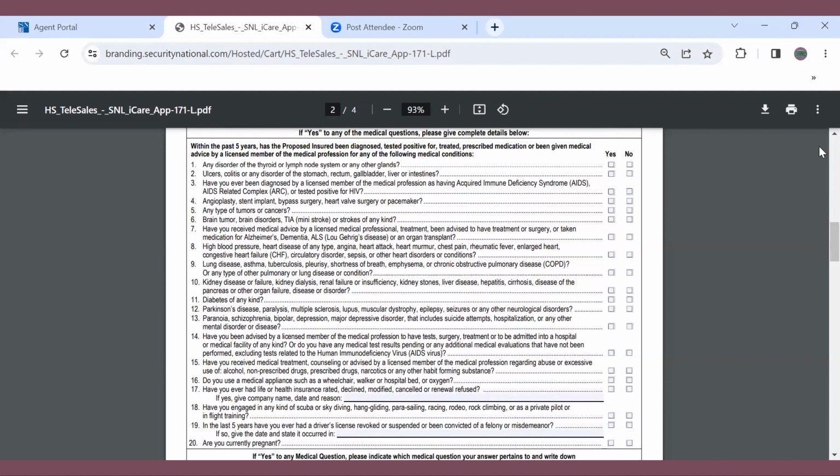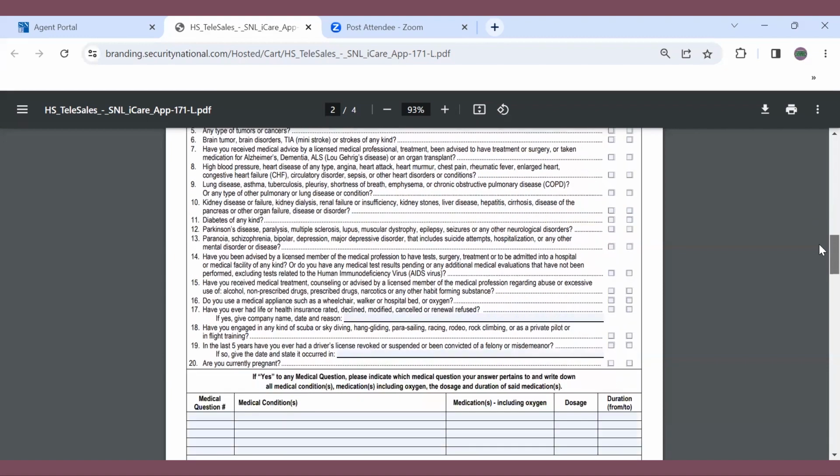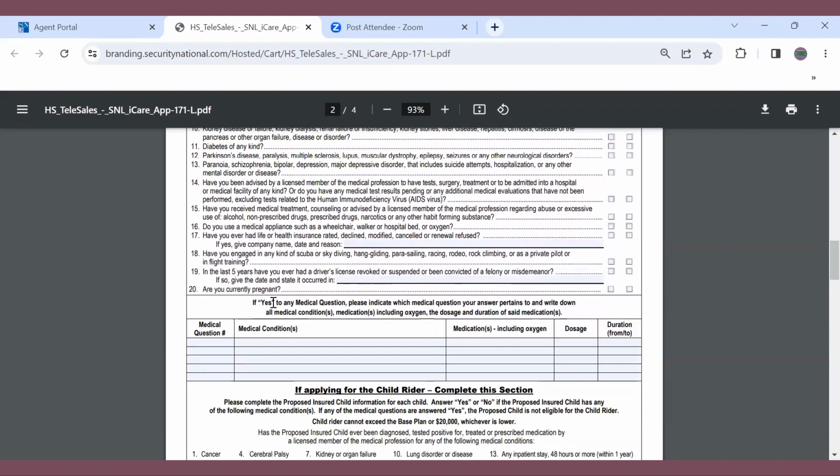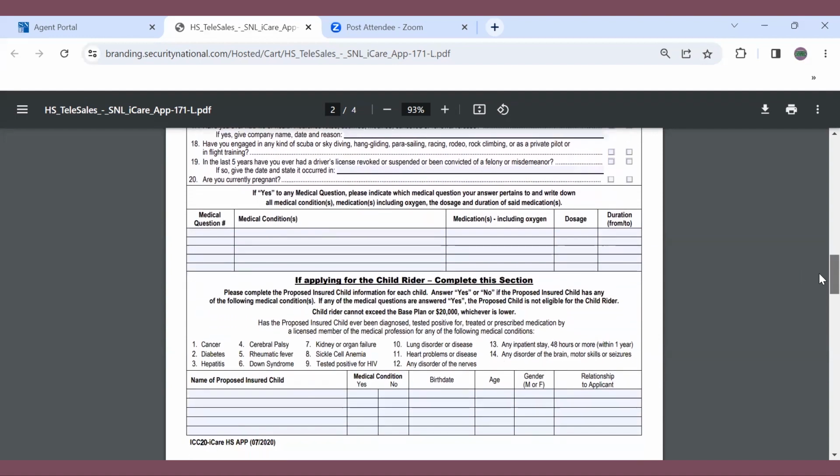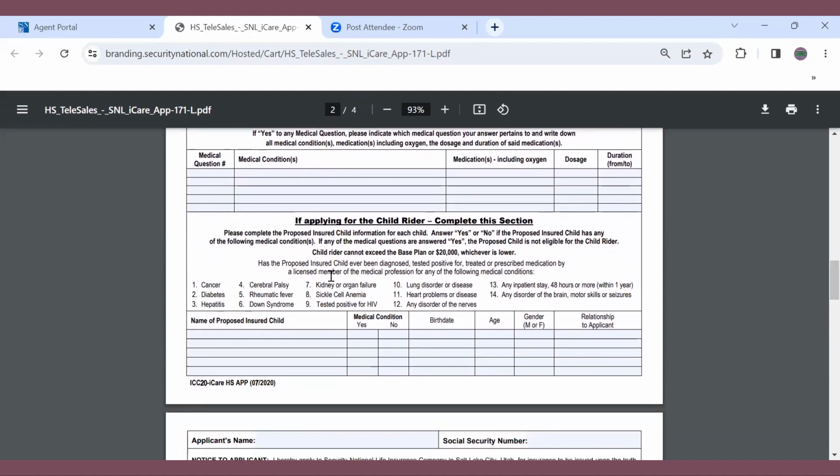If there are any yes answers, as you see down below, there's a place for us to list why we had a yes answer, what the medical condition was, what medicines they're taking, the dosage, and the duration. Just simply go through and make sure all the questions are answered and you get as much correct information as possible. This bottom section is if you're adding a child rider.